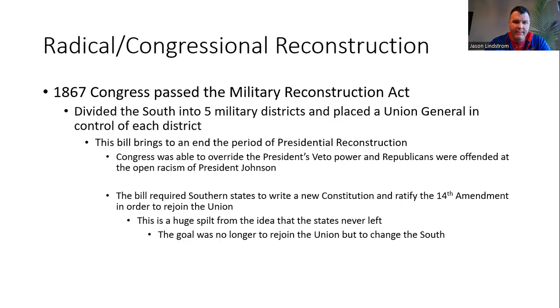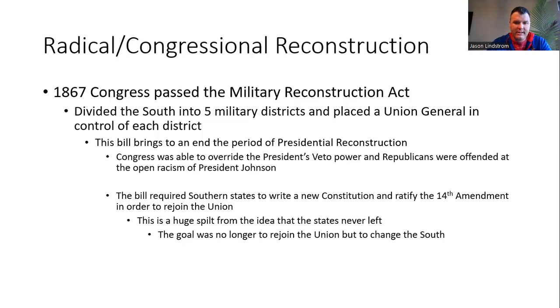And so in 1867, Congress decides they're going to take control of Reconstruction, take it away from the president, and they pass something called the Military Reconstruction Act, which basically divides the South up into 5 different districts. They place a former Union general in control of each district to ensure that things like the 14th Amendment are being enforced, that African Americans are receiving fair and equal treatment. They're having access to schools. Eventually, they'll have access to the polls, right?